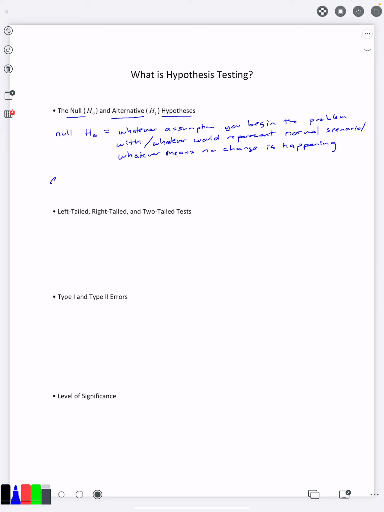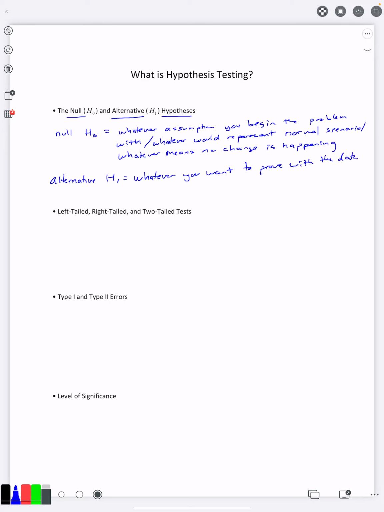The alternative hypothesis, that's going to be your H1. This is always going to be whatever you want to prove with the data.